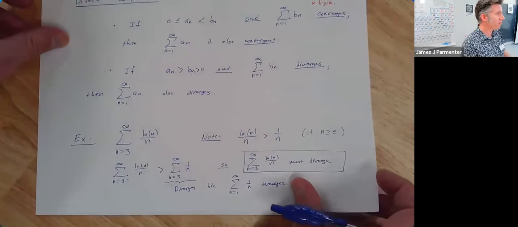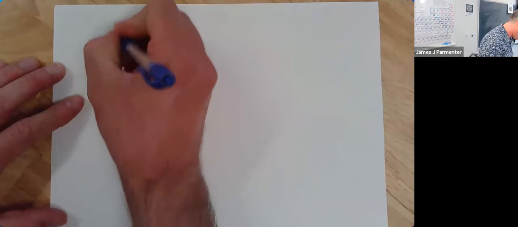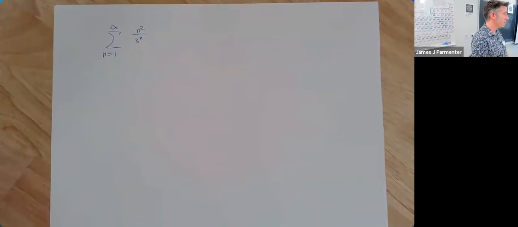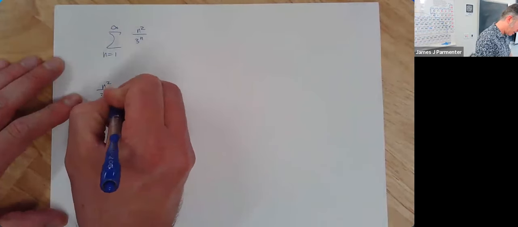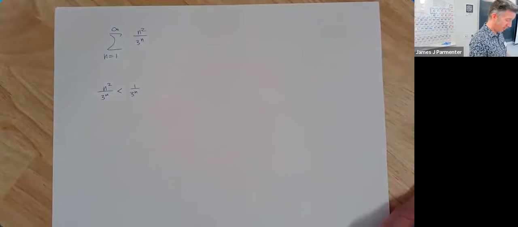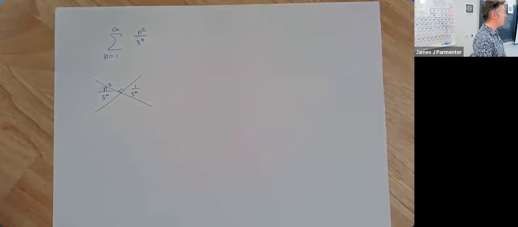Let's go back to n squared over 3 to the n, which I said converged. And I'm pretty sure it does. So I want to compare it to something I know converges, which is kind of tricky. Let's see. I need to pick something that n squared is less than and make this work. So I would really like to say that this is just less than 1 over 3 to the n, because I know that the sum of 1 over 3 to the n converges, but it's not. Right? n squared isn't less than 1. n is getting bigger and bigger and bigger. This is where the direct comparison test gets challenging to use.